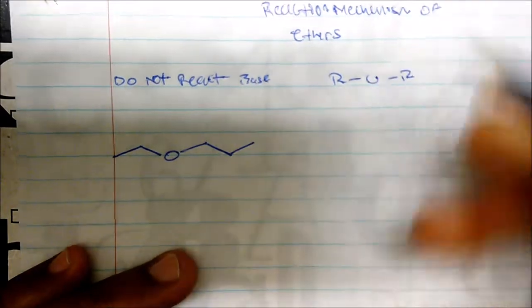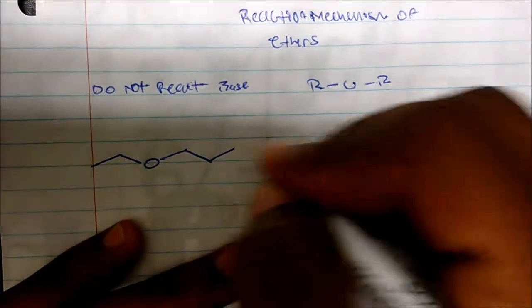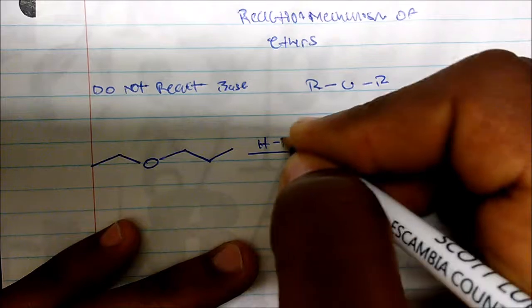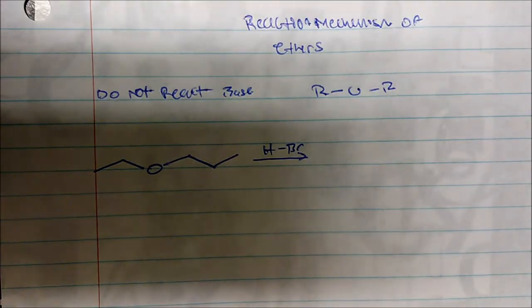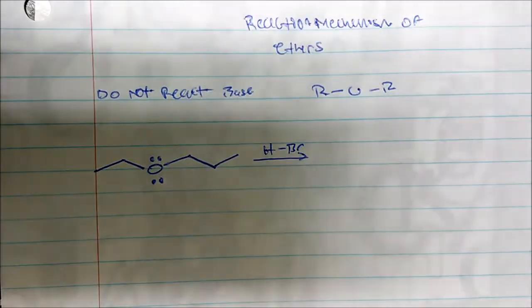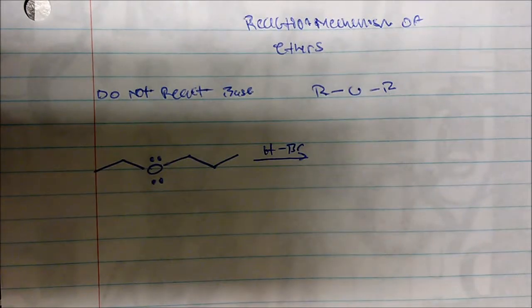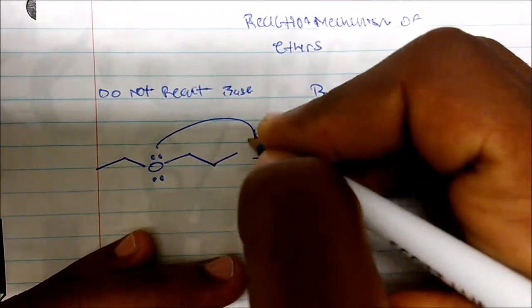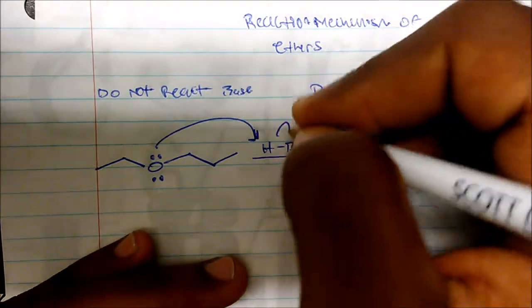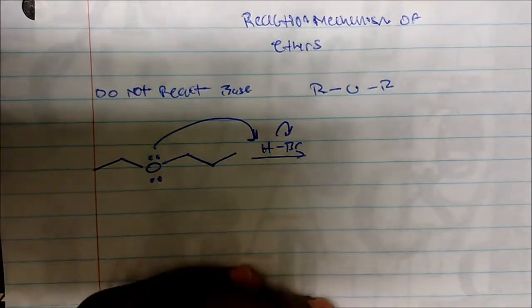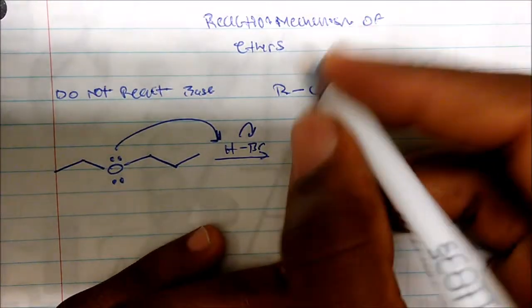So I have this ether here, right? And I'm going to add HBr. Again, HBr is an acidic condition. Now, my oxygen has 2 lone pairs on it. So my oxygen is actually going to serve as my nucleophile here. So the lone pairs are going to attack the hydrogen, break this bond between the hydrogen and the bromine, right? And this is what you get.